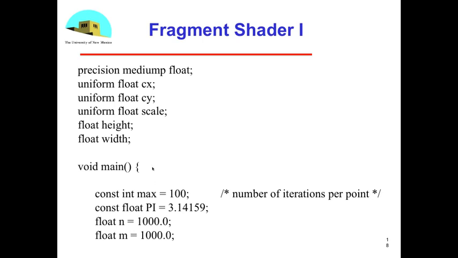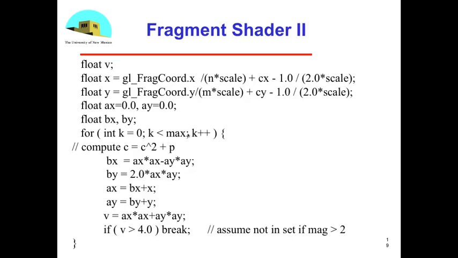And then here's really the interesting part. This value pi is used just to get the colors. I'm going to do at most 100 iterations. I'm going to make this 1,000 by 1,000 array, at least to start with. And now here's the calculation.